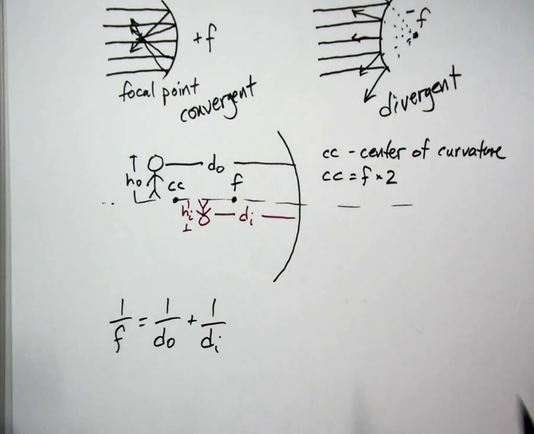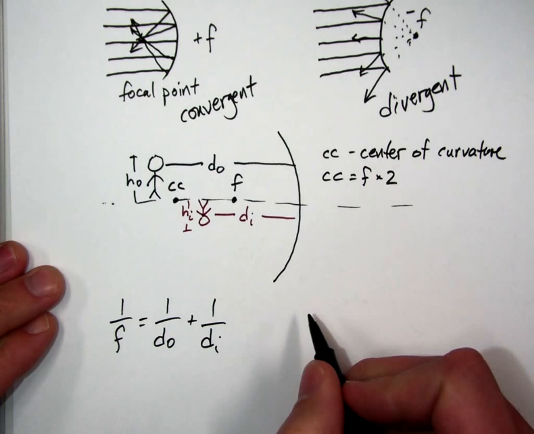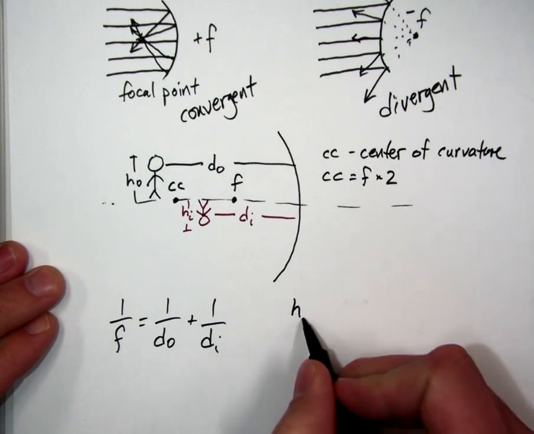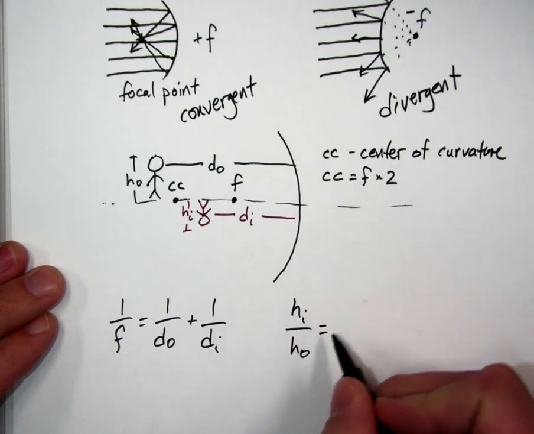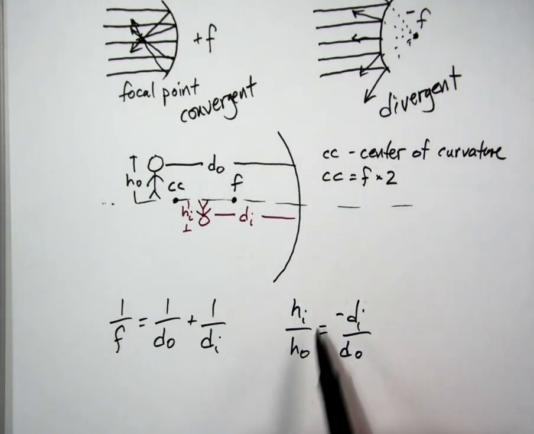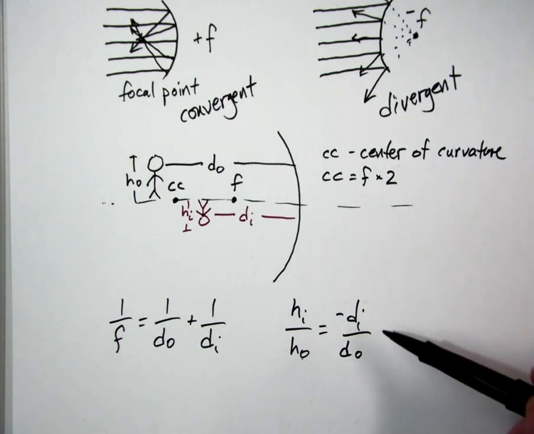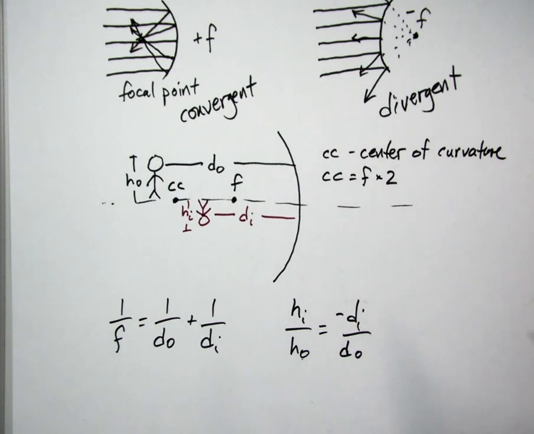But if we want to relate the height of the object to the height of the image, we have an expression for this as well. Just think of the 7 dwarves. Hi-ho equals negative di-do. The height of the image and the height of the object are equal and negative in proportion to the distance to the image and the distance to the object. So knowing some of these values will enable us to find where the image forms as well as how big the image will be. We'll see some examples of this in the next video.